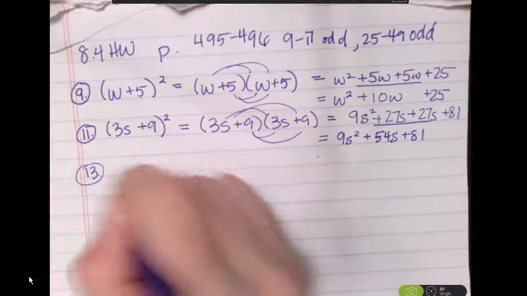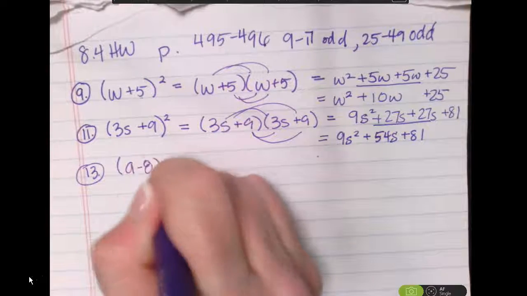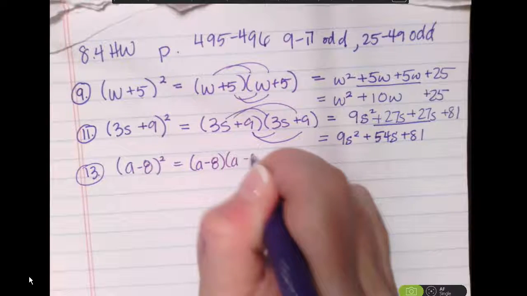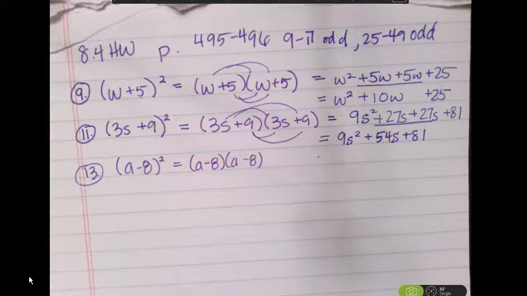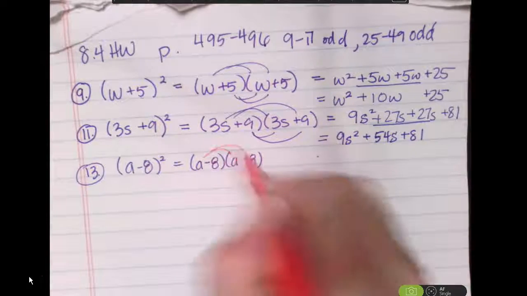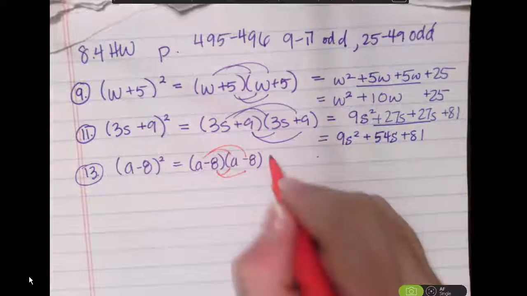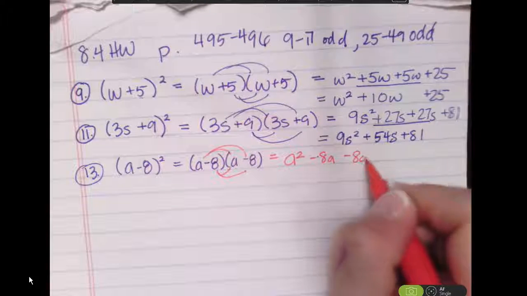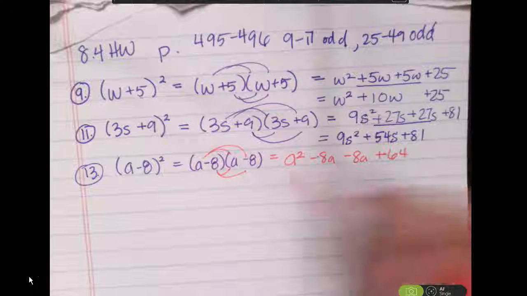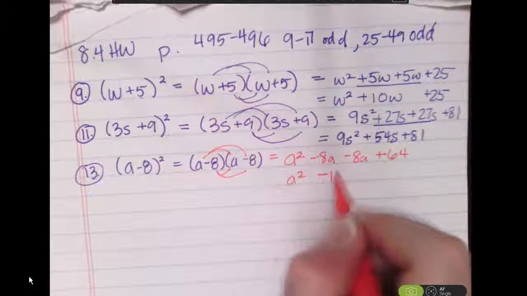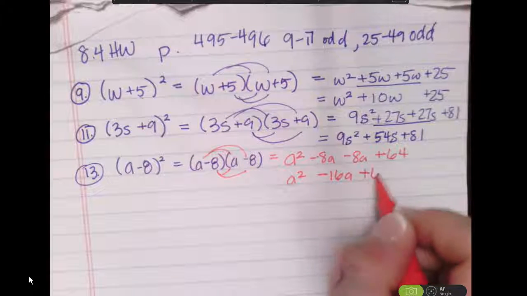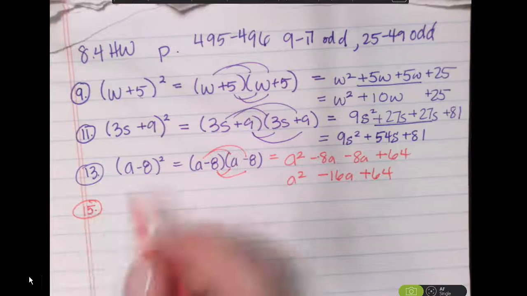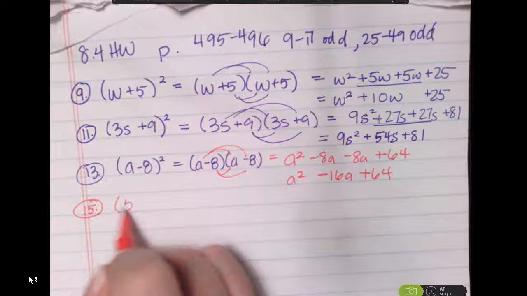a minus 8 squared. So that's a minus 8 times a minus 8. So show my double distribution. So I get a squared minus 8a minus 8a plus 64. And when I combine, I get this. Number 15, 5m minus 2 squared.